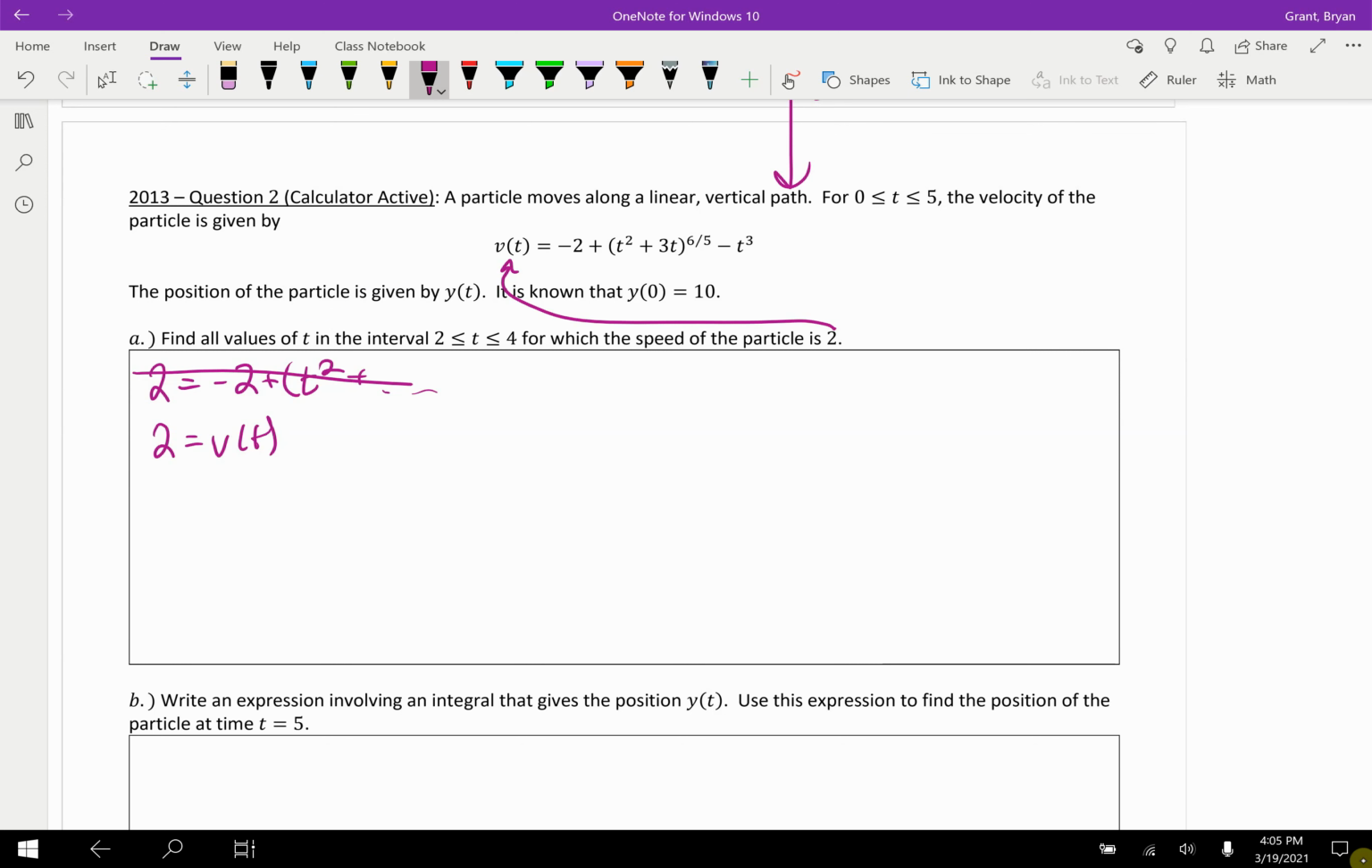Now, I've shown the setup, very important. We also need to show the answer. How do I solve 2 equals an equation? You might say, well, we could try algebra, but they've picked this equation purposely so that using algebra is probably not going to be very effective. The giveaway, though, is that this is calculator active. So we're going to use our calculator to solve this problem, to solve where 2 is equal to velocity.